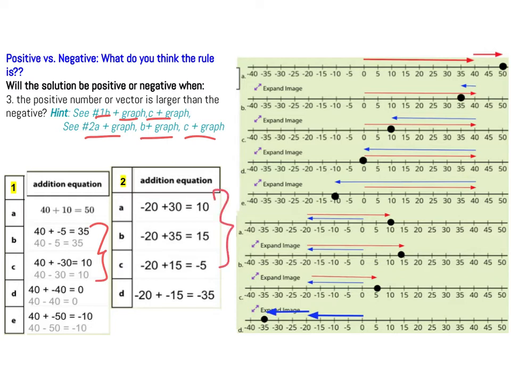All right, so in these cases, the positive number is larger than the negative number. So like 40 is more than 5, right? And 40 is positive, 5 is negative. We ended up with a positive answer. All right, okay, so 40 is positive, 30 is negative right there. 40 is more than 30. Again, we had a positive answer. That was B and C.